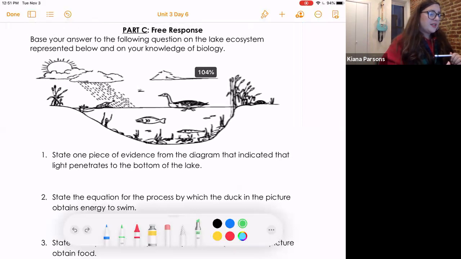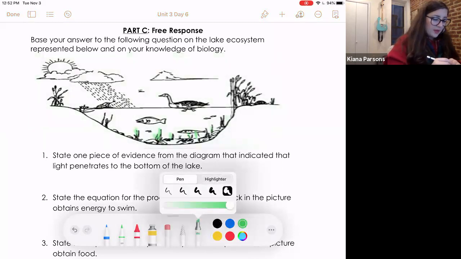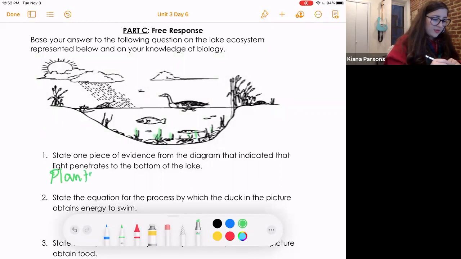Part C, free response. Base your answer to the following questions on the lake ecosystem represented below and on your knowledge of biology. State one piece of evidence from the diagram that indicates that light penetrates to the bottom of the lake. So how can we tell that light penetrates to the bottom of the lake? Well, if you look down here, there's plants down there. Plants are growing at the bottom of the lake.